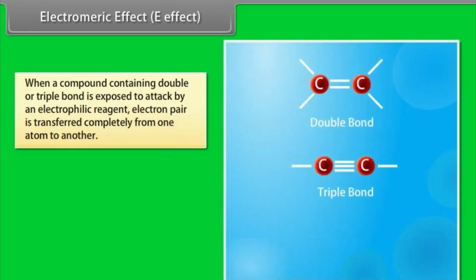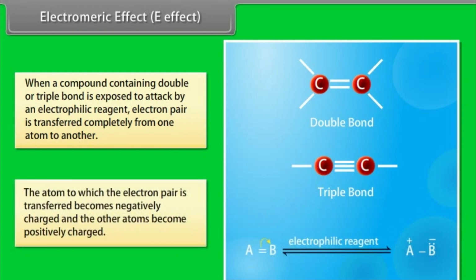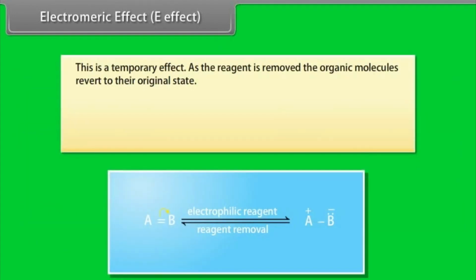Electromeric effect, E effect. When a compound containing a double or triple bond is exposed to attack by an electrophilic reagent, the electron pair is transferred completely from one atom to another. The atom to which the electron pair is transferred becomes negatively charged, and the other atom becomes positively charged. This is a temporary effect. As the reagent is removed, the organic molecule reverts to its original state.